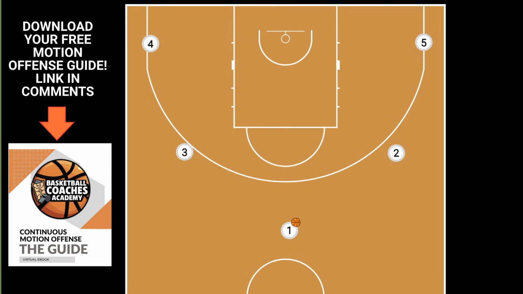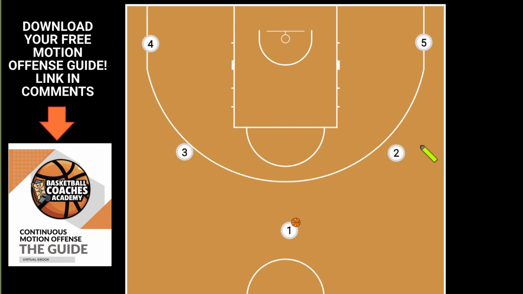So step one with the 5-out motion offense, we need to get some sort of movement, right? What can we get going? There's a few options. One, we can do some sort of cut, or two, we can get a down screen going. What I like to do with my teams is give them the freedom to choose. As long as you do something, either one of those movements, that's fine.